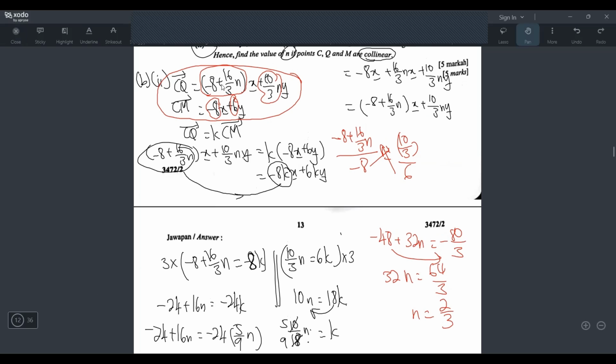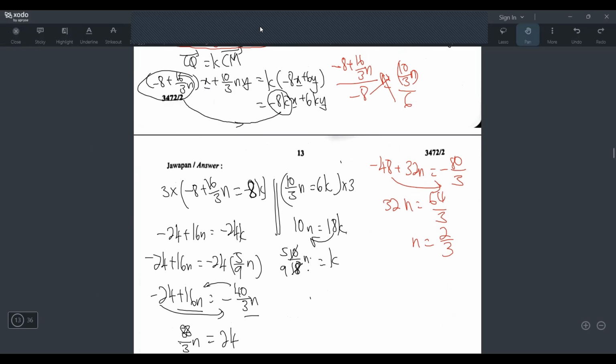Maybe I did something wrong here. Negative 8 plus 16 over 3 divided by 8. 10 over 3 divided by... there's an n here. Oh my god. There's an n here. Okay. So if there's an n here, it means this one also has n here. And then it means that this one, I have to erase.